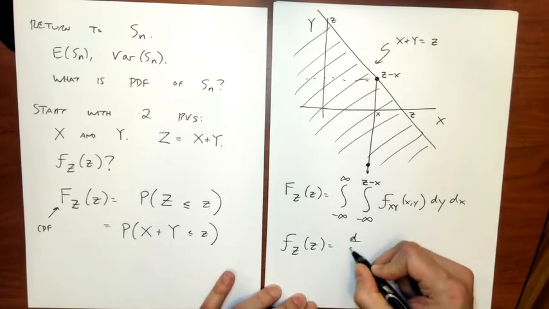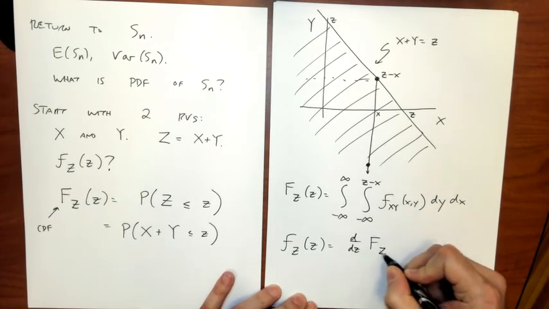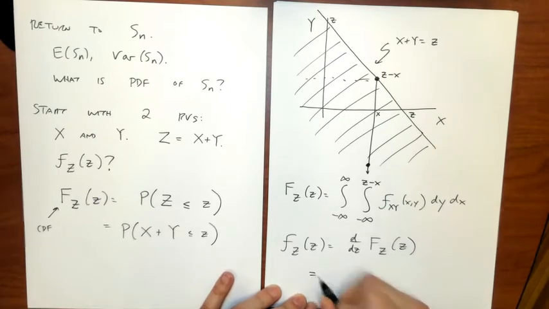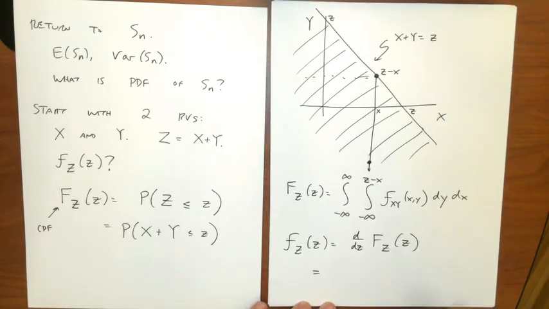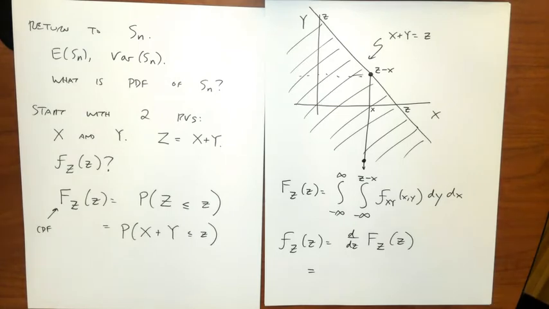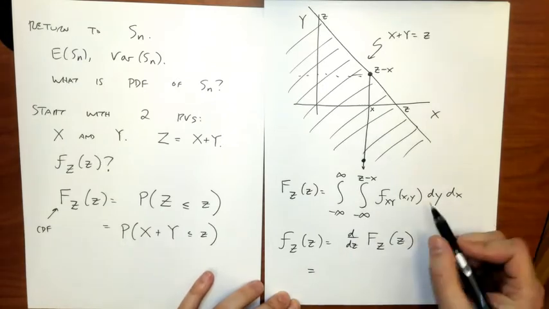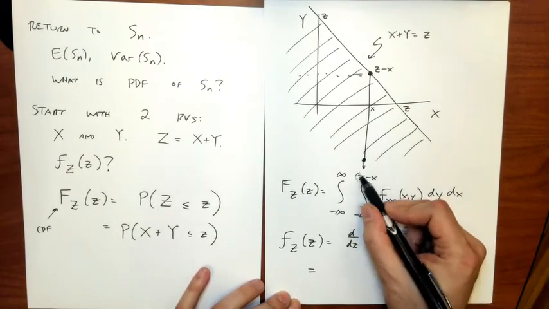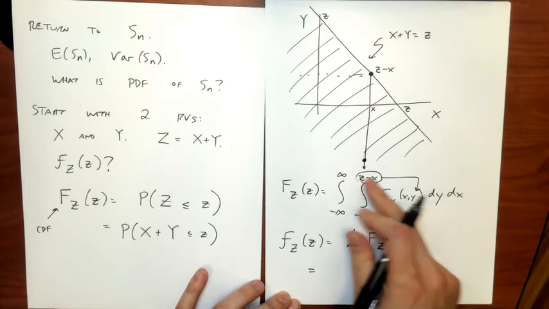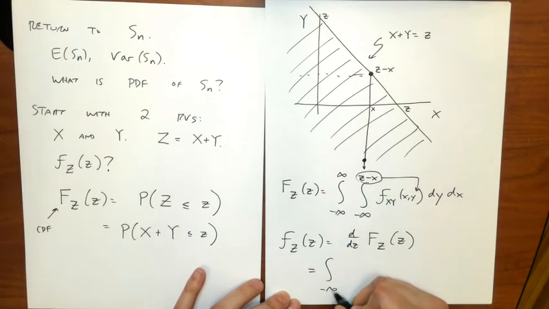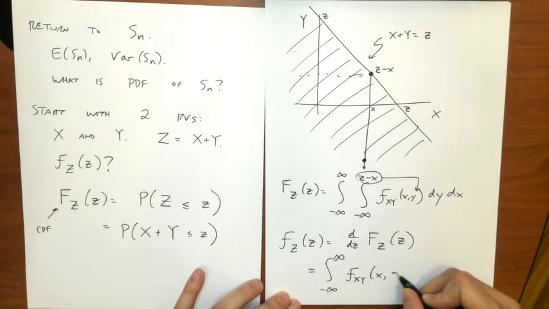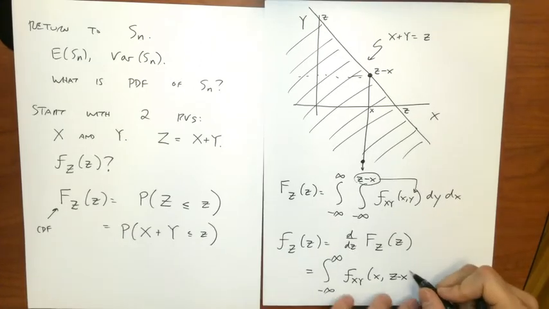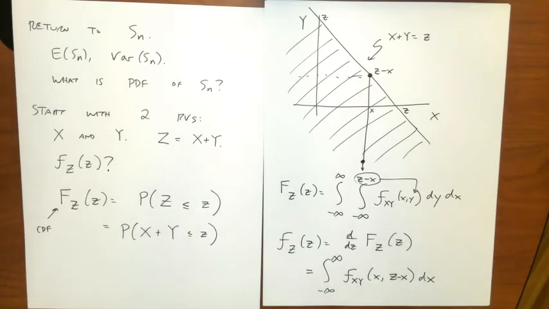The PDF is d/dz, the derivative of the CDF, which is, well, this is one of those things where you might be a little rusty on calculus. I think this is the fundamental theorem of calculus. If I'm taking the derivative of this thing with respect to z, this is part of the y integral, and all I do is, whenever I see y, I plug in this thing. So the x part of the integral stays the same, and I have x, and then z minus x, dx. Okay.